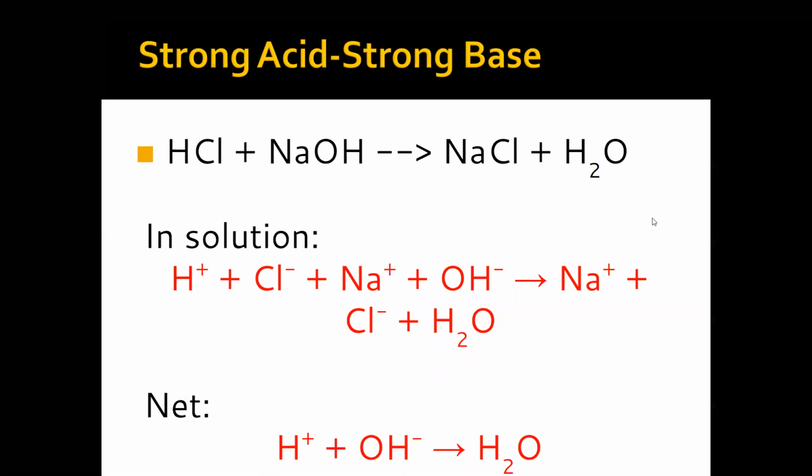So here's another example, but this example is more in line with something that we're going to see because this is an acid reacting with a base. In this equation, we have hydrochloric acid reacting with sodium hydroxide to produce sodium chloride and water. So here's something to keep in mind. Sodium chloride is a salt. I told you earlier, all salts are always soluble.